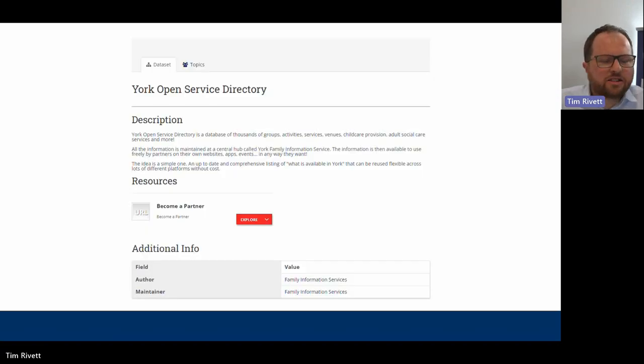Other interesting things with open data, looking slightly wider. In York, they have an open services directory, which is a database. It's got thousands of groups and activities in it. If you want something to do at a weekend, if you want to know where a childminder is, if you're looking to move somewhere, where can I get childcare? Where's the local social services? Where's a drop-in centre? It's got all of this in there.